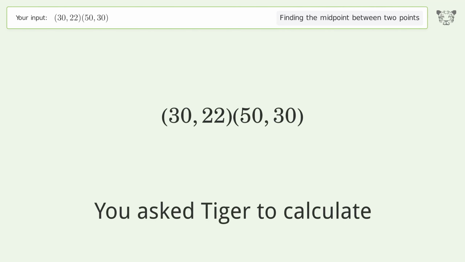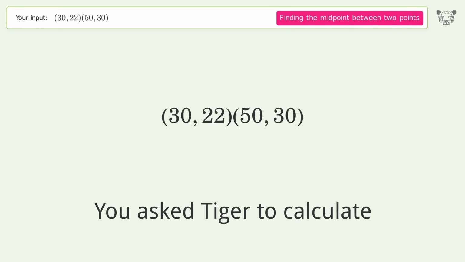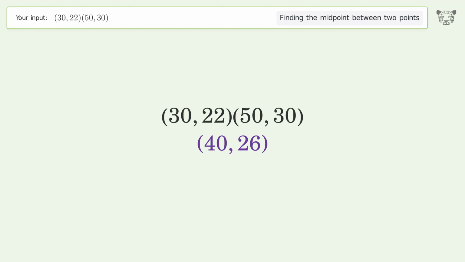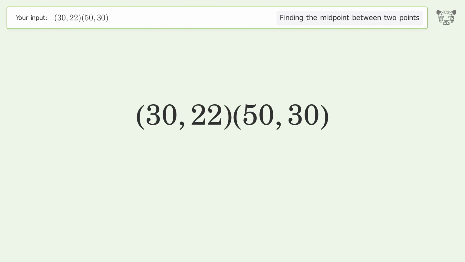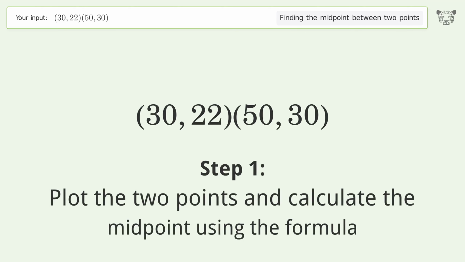You ask Tiger to calculate. This deals with finding the midpoint between 2 points. The midpoint between the 2 points is 40,26. Let's solve it step by step. Plot the 2 points and calculate the midpoint using the formula.